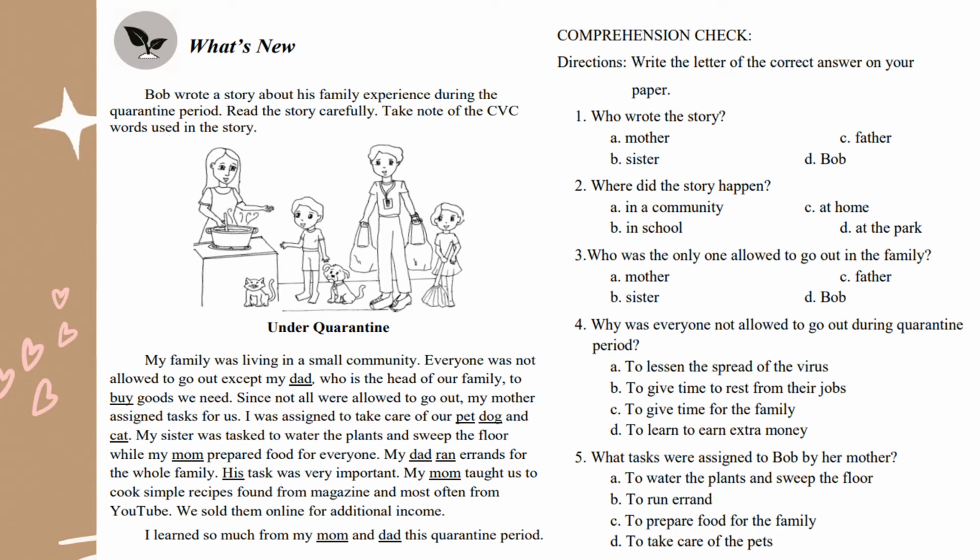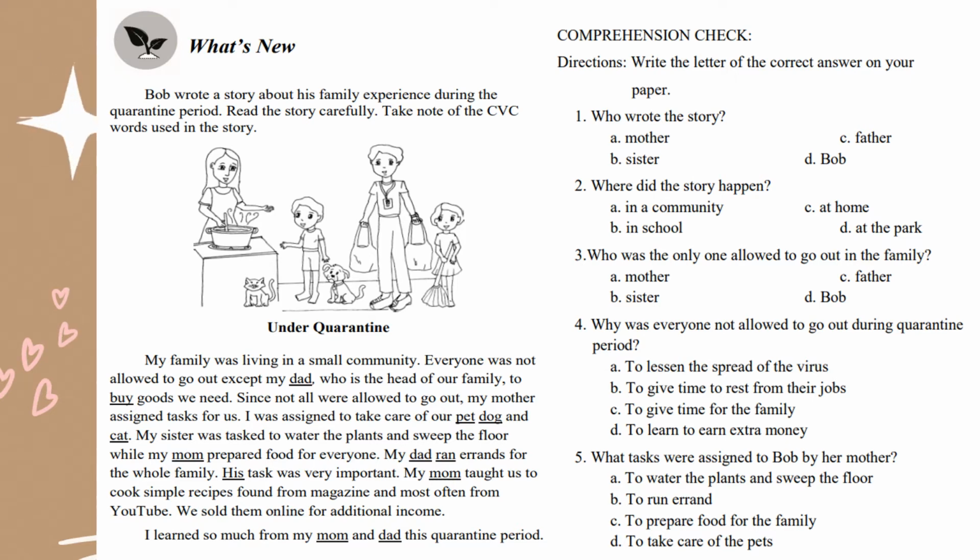For the comprehension check, write the letter of the correct answer on your paper. Number 1, who wrote the story? A. Mother, B. Sister, C. Father, D. Bob. Number 2, where did the story happen? A. In a community, B. In school, C. At home, D. At the park.